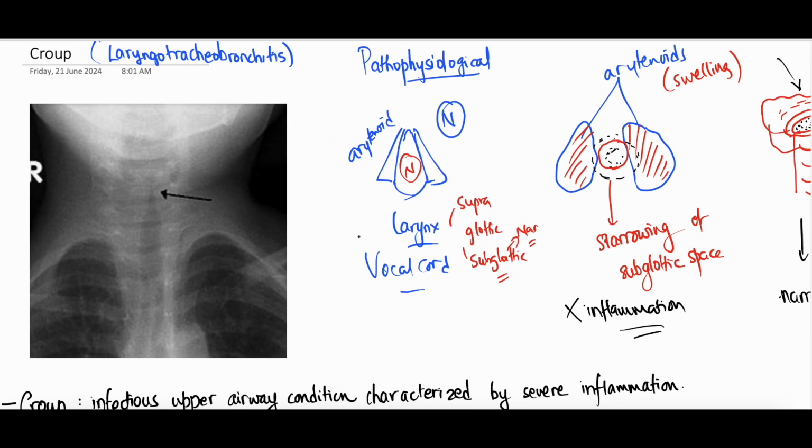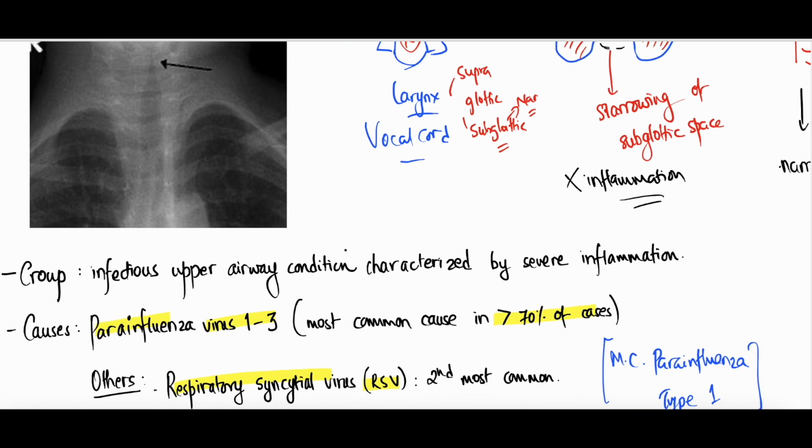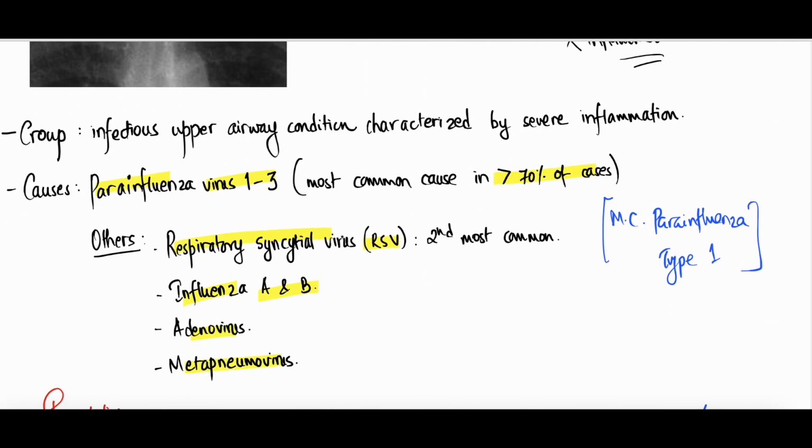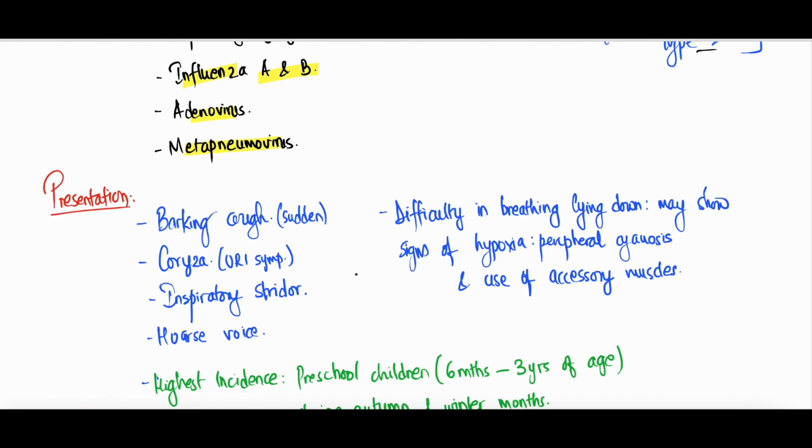So let's talk in detail about everything about Croup. I have already said these things. So we have to very importantly know that parainfluenza virus is the most common cause of Croup, and if someone asks which is the most common, type 1, 2, 3, give the answer as type 1. So what is the presentation?